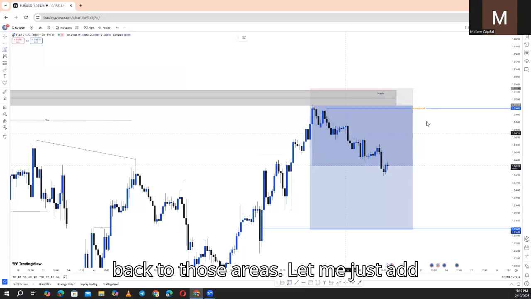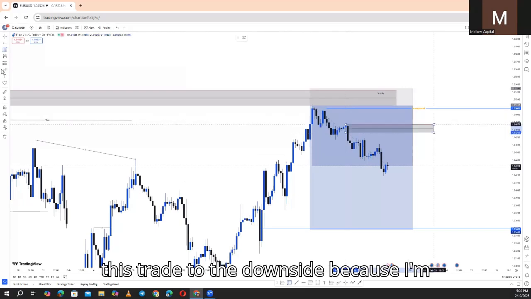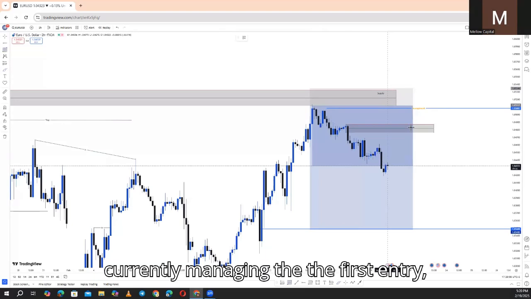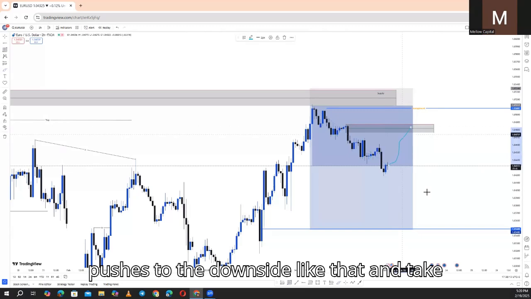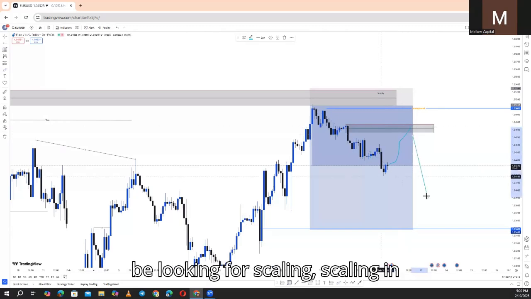Let me just mark those areas again before it drops to the downside. But I'm not looking to re-enter this trade to the downside because I'm currently managing the first entry, right? If we get that and price pushes to the downside and takes out this low, that's when we're going to be looking for scaling in opportunities, right?